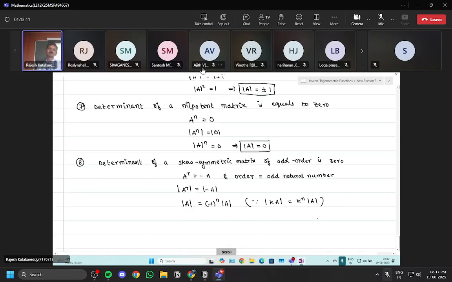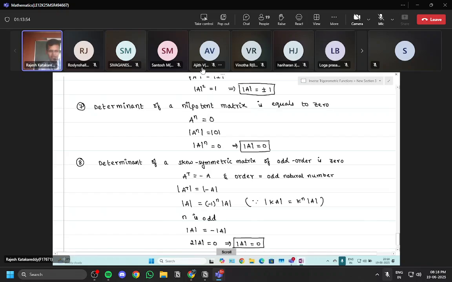Now, it is given in the problem, it is an odd order matrix. n is odd. If n is odd, we can say determinant of A is minus 1 into determinant of A. Next, we can write 2 times determinant of A is 0. This implies determinant of A is equals to 0. I can conclude that skew symmetric matrices of odd order are always singular. About symmetric matrices, it can be 0, it can be non-zero as well. I cannot say like this. Understood this one? Any doubt in this?